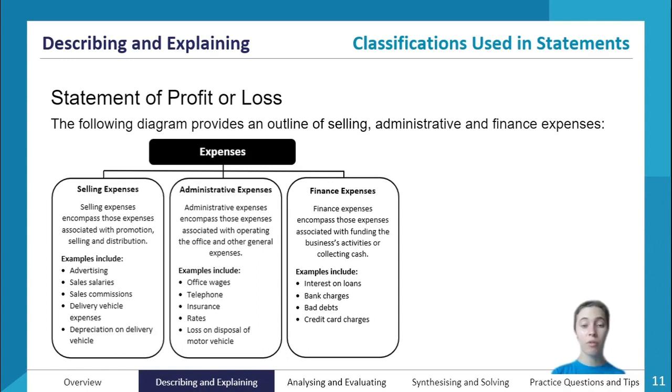Administrative expenses is about operating the office and other general expenses that go into a business functioning. So office wages, telephone, insurance, rates, those sorts of things. And finance expenses are associated with funding the business's activities or collecting cash. So you've got interest on loans, you've got bank charges, bad debts, and credit card charges.